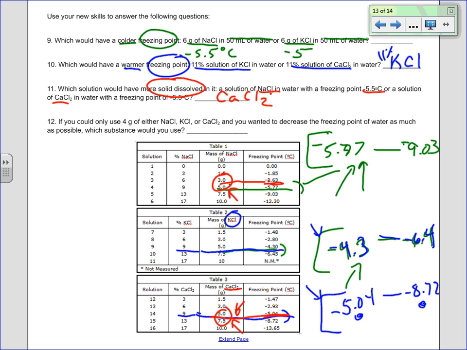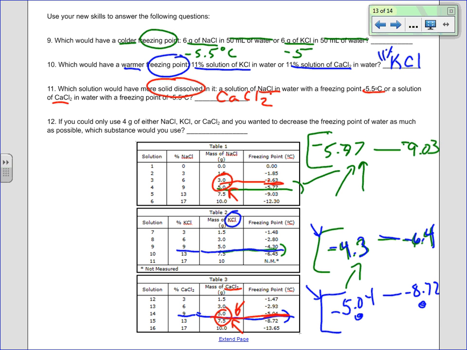All right. Now, possibly the trickiest question on here: if you could only use 4 grams of either NaCl, KCl, or CaCl2, and you wanted to decrease the freezing point of water as much as possible, what would you use? This is also the most practical question on here, because essentially it's like if you were going to pour salt on the ice in the front of your house, which one of these would be the best ones to use?